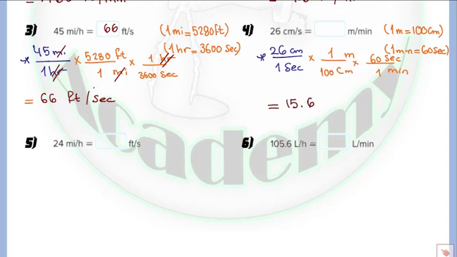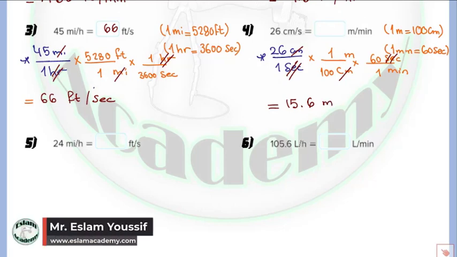Now for the unit. Cancel centimeter and centimeter, second and second. You will find that the only unit written up is meter, and the only unit written down is minute. So it will be meter per minute. And that's how we can convert the unit rates.